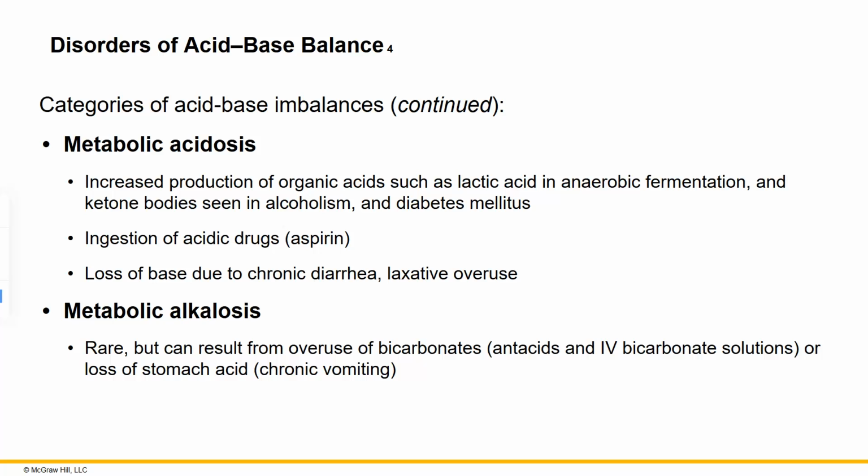Metabolic acidosis is when you have an increased production of organic acids such as lactic acid in anaerobic fermentation and ketone bodies as seen in alcoholism and diabetes mellitus. Other causes are ingestion of acidic drugs like aspirin, and loss of base due to chronic diarrhea or laxative overuse. Metabolic alkalosis is rare, but can result from overuse of bicarbonates, antacids, and IV bicarbonate solutions, or loss of stomach acid through chronic vomiting.